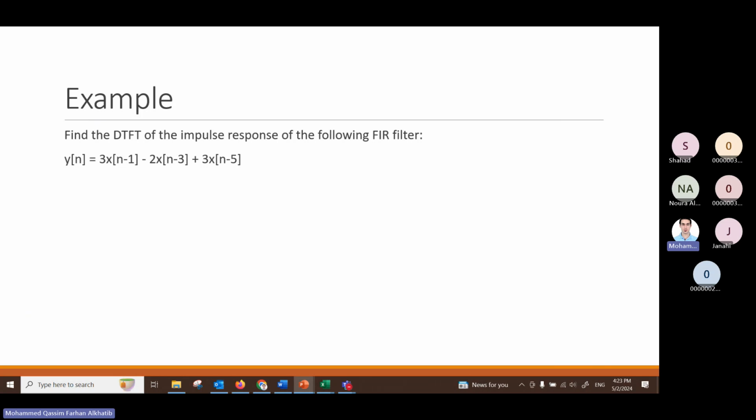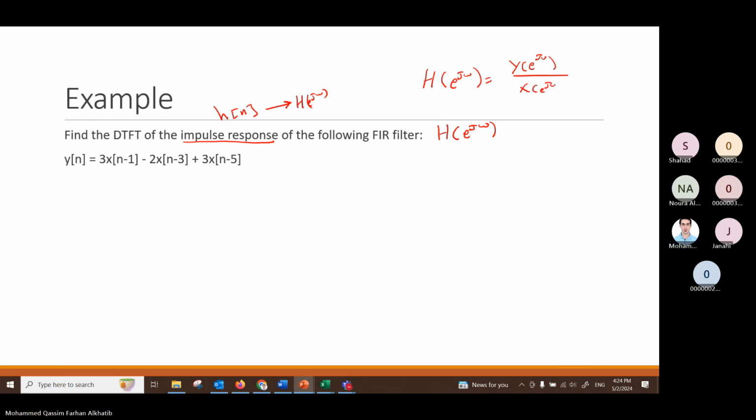All right, so here is an example. Find the DTFT of the impulse response of the following FIR filter. Basically, they want H of e j omega. Why? Because they ask for the DTFT of the impulse response. Impulse response h of n, DTFT H of e j omega. Now, simple, we know that H of e j omega equals Y of e j omega over X of e j omega. Now let's do the DTFT here.